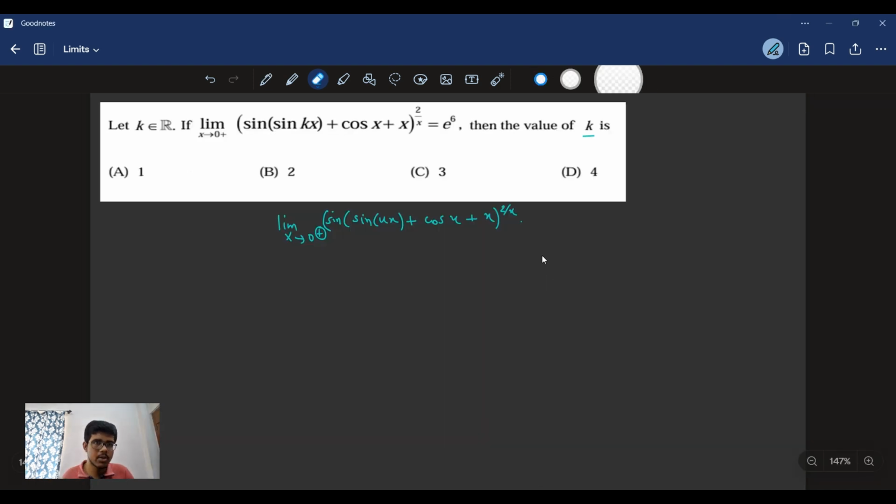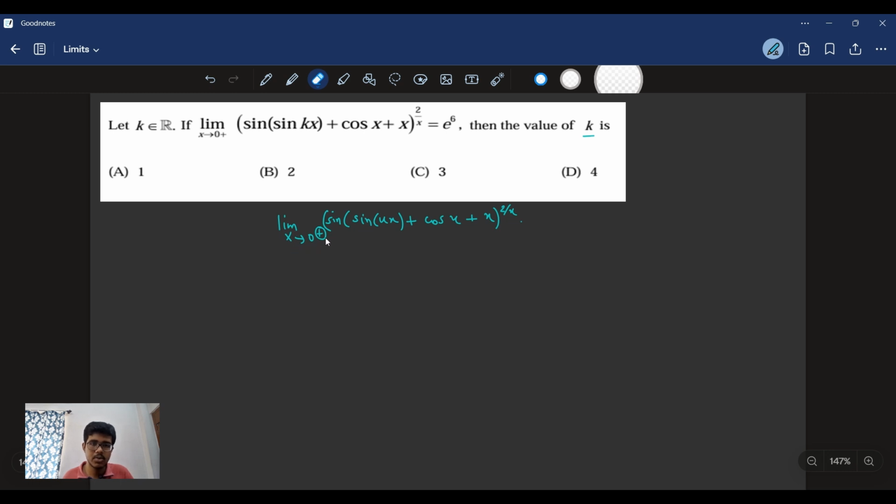So in this particular question, which came in JEE Advanced 2024 paper 2, we need to find the value of k, where we are given this limit, which is basically equal to e to the power 6, and k is a number which belongs to the real number set. Okay, now let's look here.